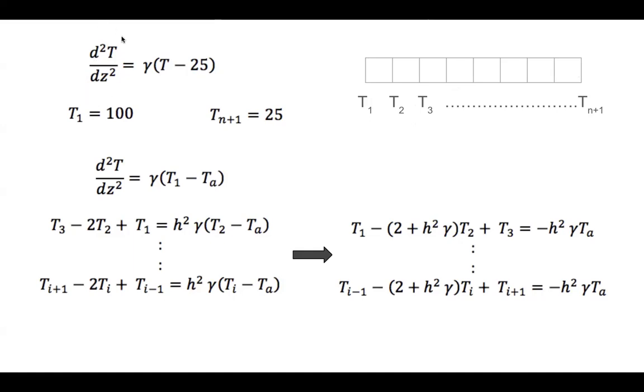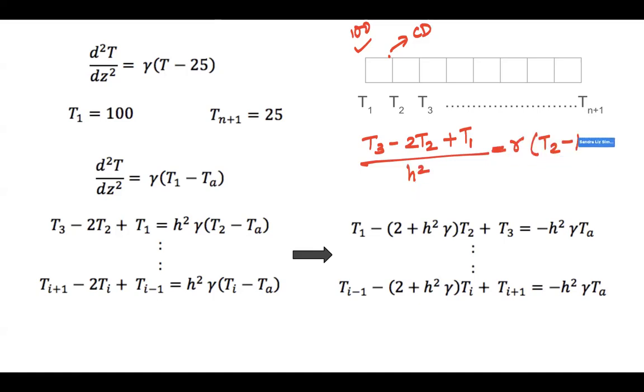Now let us write this part of the equation using the central difference formula. So this part you already know, and we have to start from this part. T1 we already know, that is 100. For this, let us write the central difference formula. How do you write it at the second point? It will be T3 minus 2T2 plus T1, divided by h square, is equal to gamma T2 minus Ta.